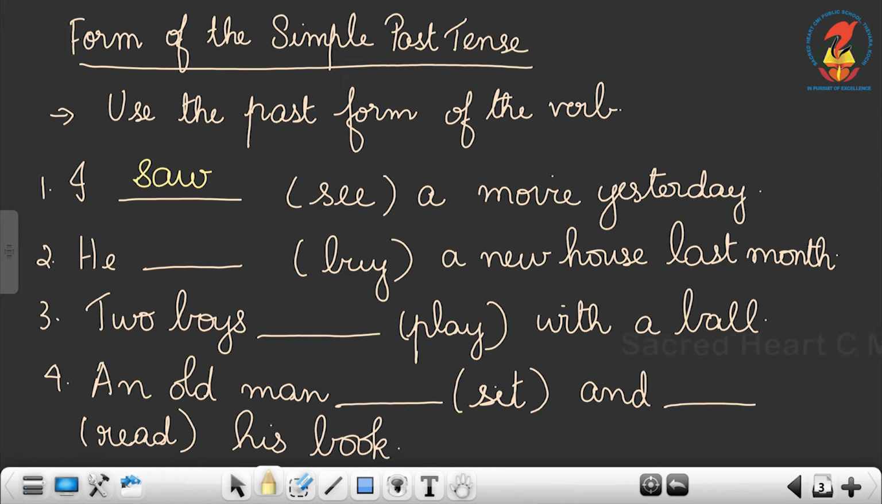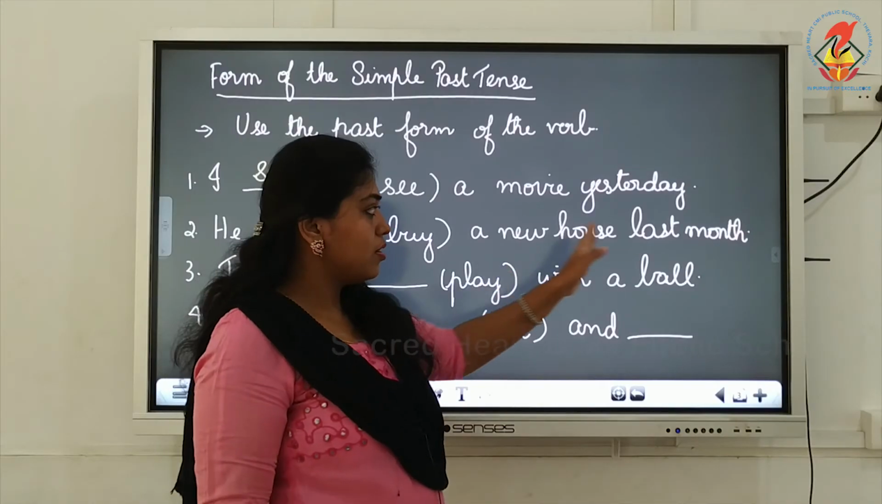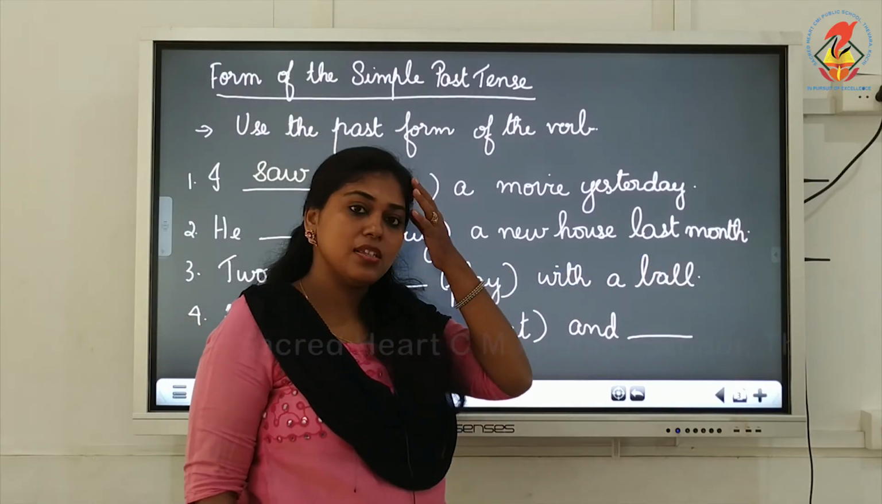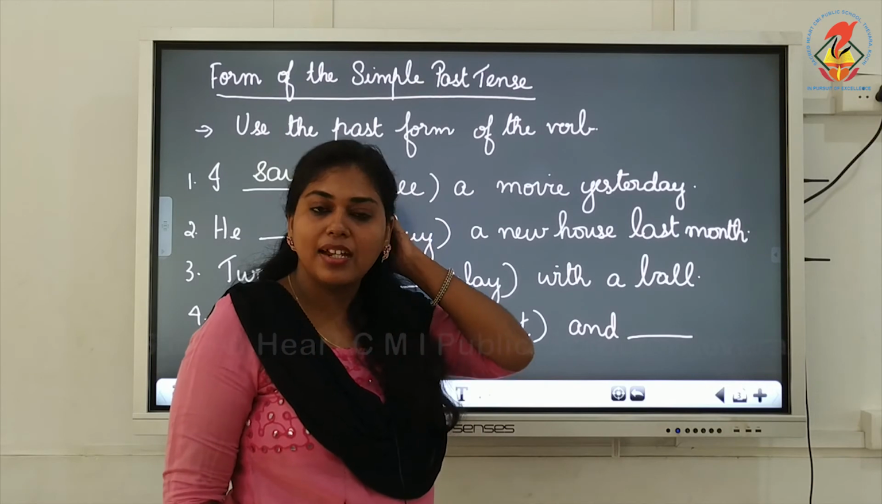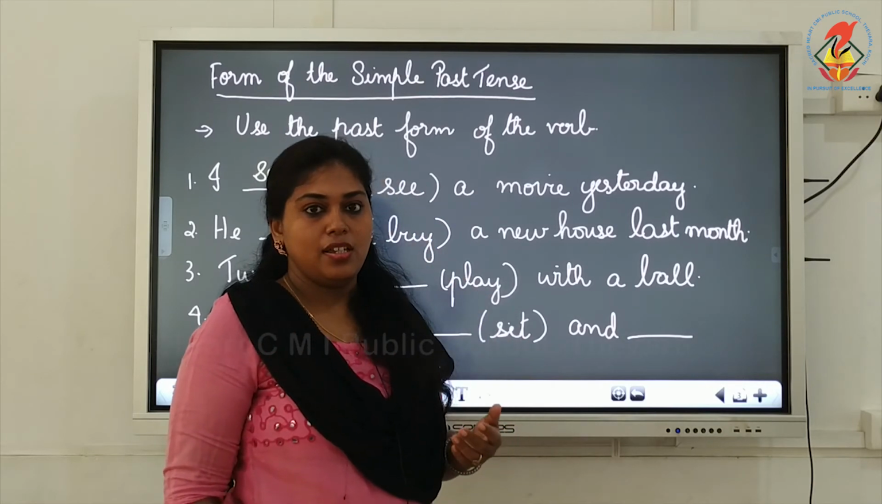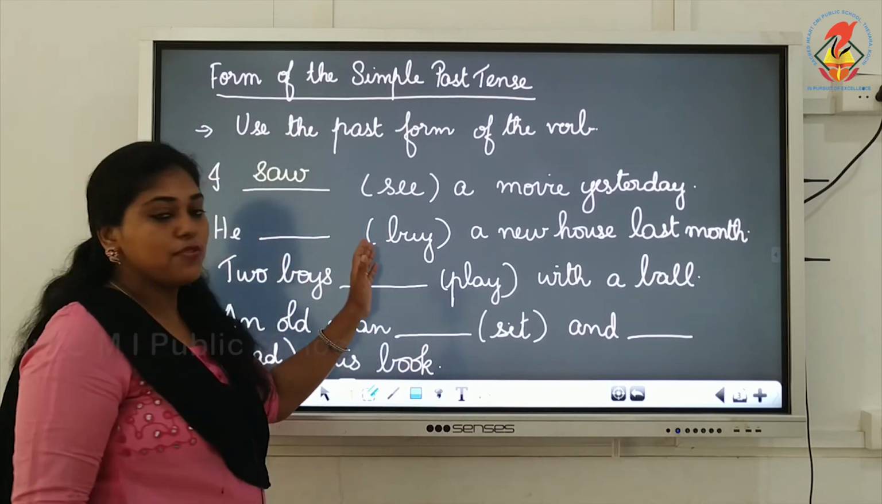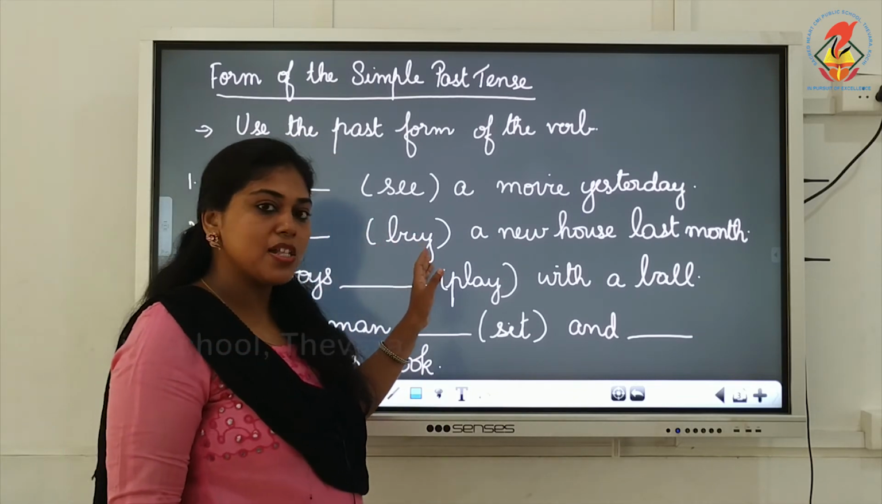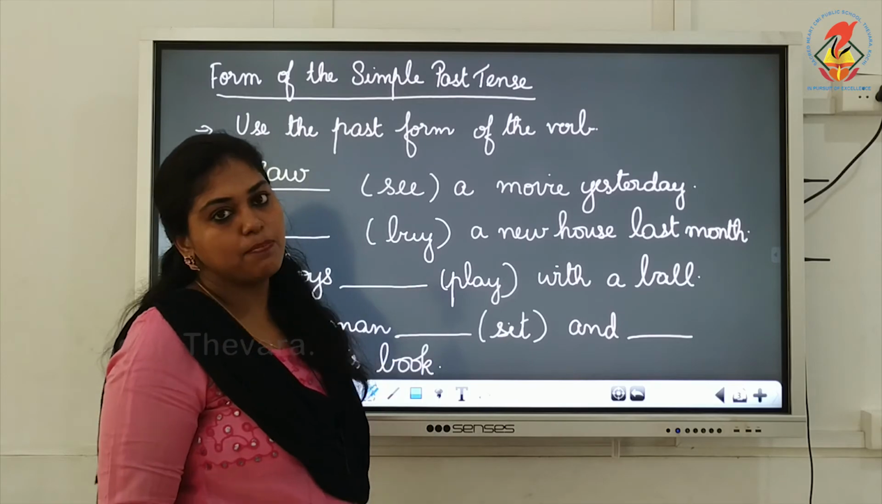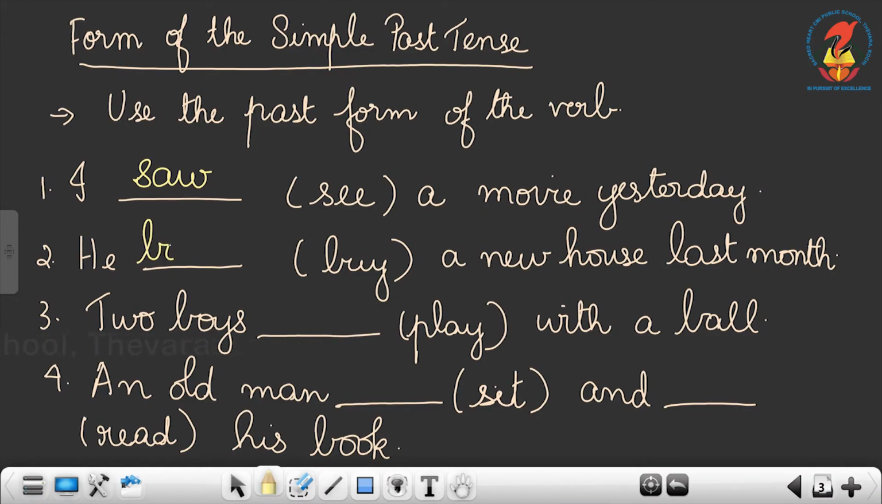Look at the next sentence, children. He dash a new house last month. Here also from the words last month, it is clear that it is a completed action, an action which took place in the past. So we have to use the past form of the verb. What is the past form of buy? Yes, bought. So the sentence would be, he bought a new house last month.